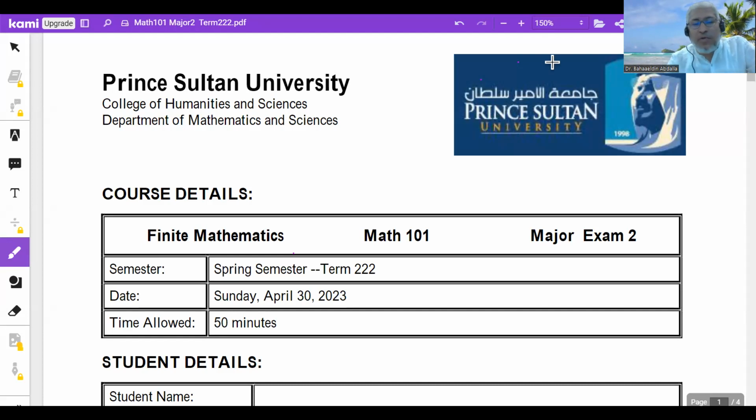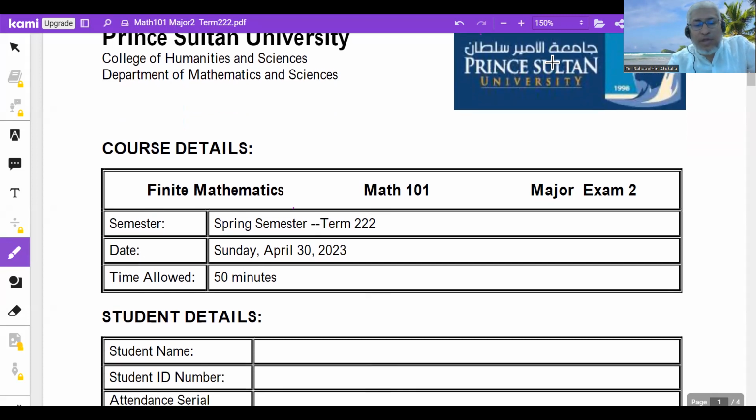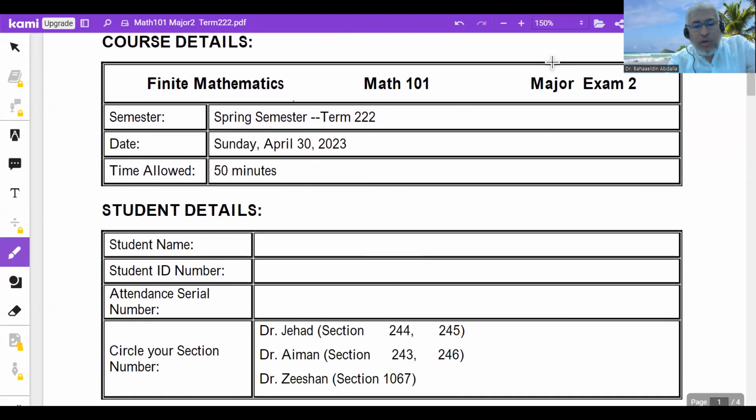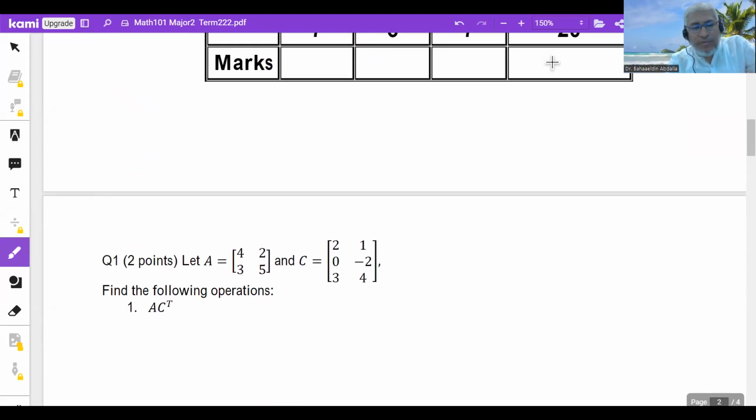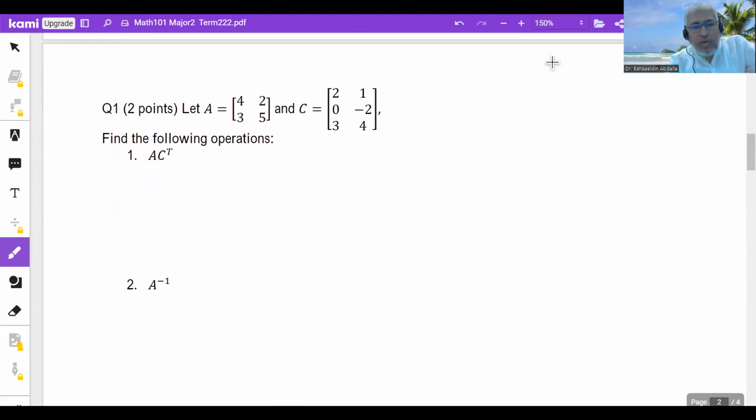This is Math 101 Major 2 Term 222. Let us have a look and solve the exam together. Well, the first question is about matrices. Given matrices A and C, we need to find A times C transpose.